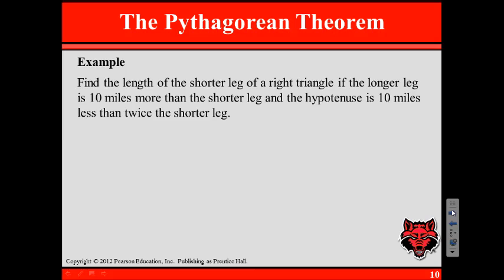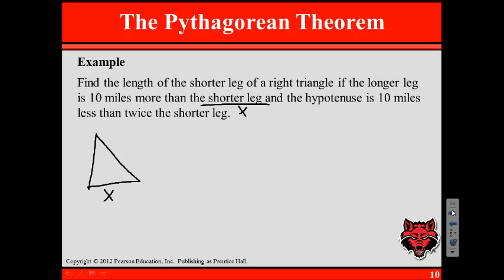Examples using this theorem. Find the length of the shorter leg of a right triangle if the longer leg is 10 miles more than the shorter leg and the hypotenuse is 10 less than twice the shorter leg. And so let's say that the shorter leg is x. I'm going to draw a triangle. Let's just say the bottom side is the shorter leg, x. Now let's go back and look at the problem to figure out how we're going to set up the other leg and the hypotenuse.